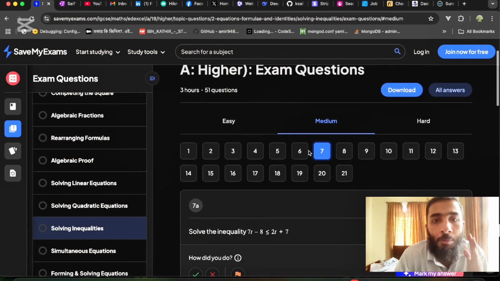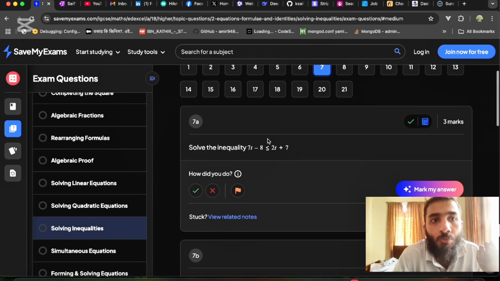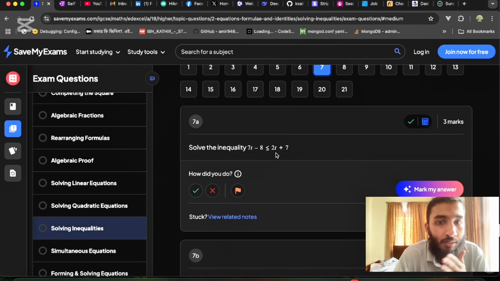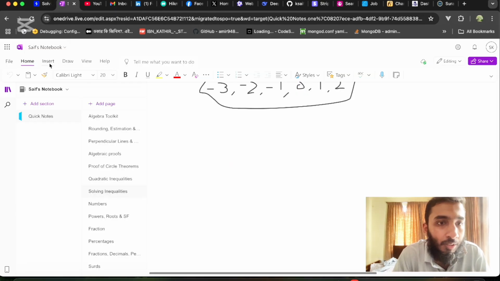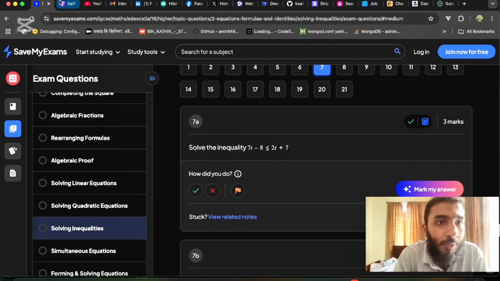I'll focus on problem number 7, which has two parts, 7a and 7b. So let's focus on the first part, 7a. You have to solve this inequality. The given inequality is 7t minus 8 less than or equal to 2t plus 7. So if I use my pen tool, 7t minus 8 is less than or equal to 2t plus 7.